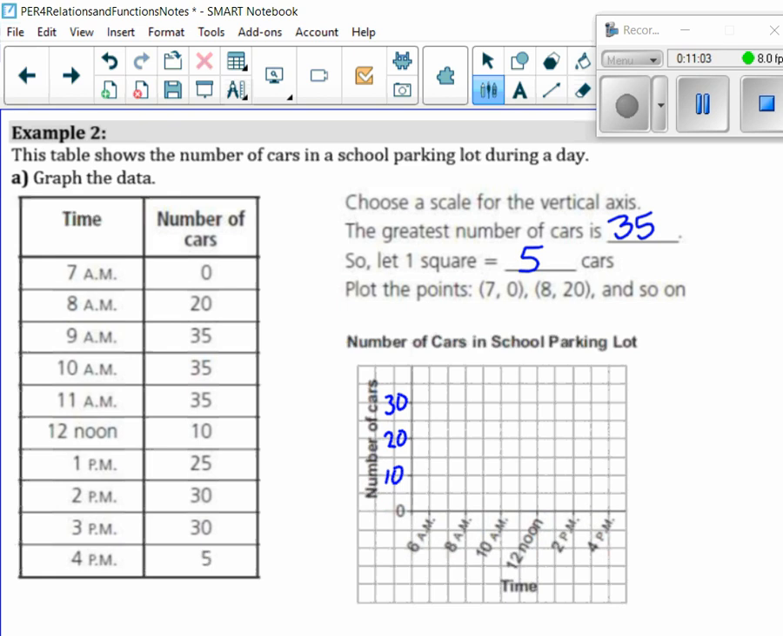So 0 at 7 a.m. Yes? 8 a.m. is 20. 9 a.m. is 35. 10 is 35. 11 a.m. is 35. 12 is 10. Wonder what happened at noon there. Yeah, looks like it, eh? Must be a high school because in elementary the cars wouldn't leave, I'm sure. 2 p.m. is 30. 3 p.m. is 30. 4 p.m. is 5. So is that what you got there?